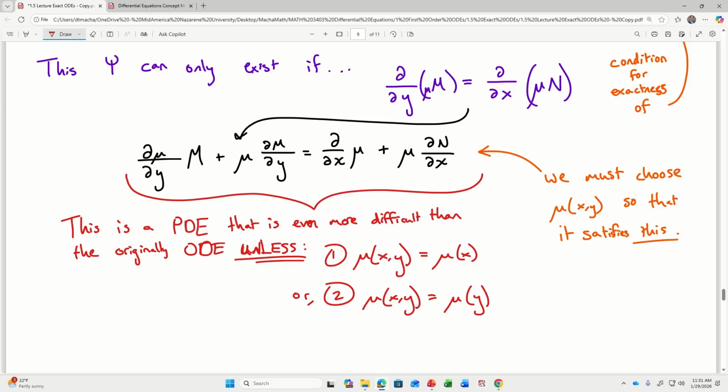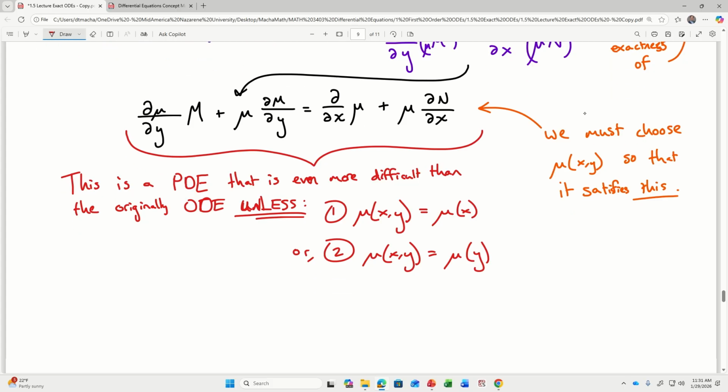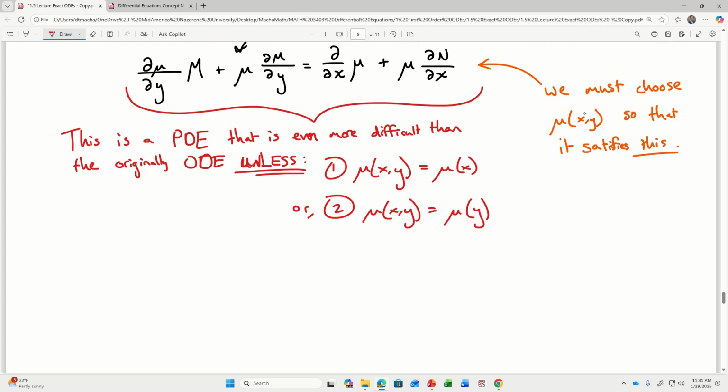But that's super ugly and gross, and it's going to be impossible to guess a mu that satisfies the exact equation. So you might give up, except that in rare instances, in special occurrences, sometimes this integrating factor is a function of x only, and it's not a function of y. Or in other special situations and special equations, this mu might be a function of y only, and it's not a function of x. Those are the two special cases where this actually becomes a tractable problem.